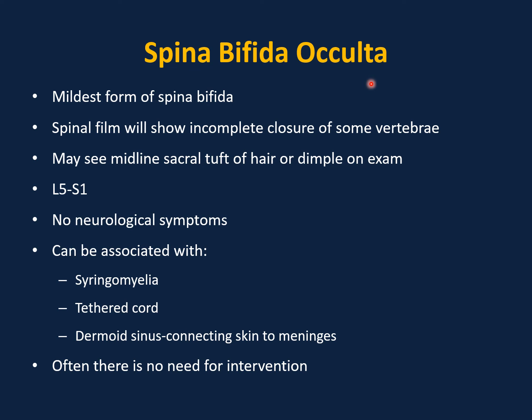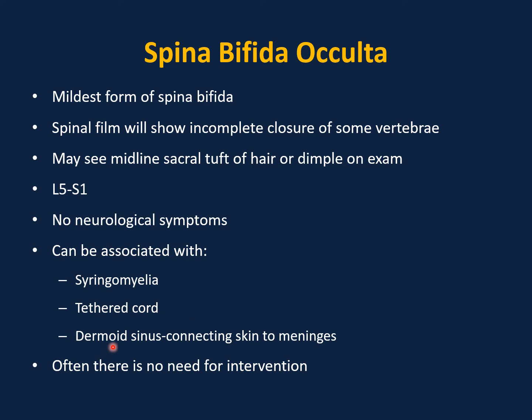Spina bifida occulta. This is the mildest form of spina bifida. The spinal film will show incomplete closure of some vertebrae. May see a midline sacral tuft of hair or dimple on the exam. It is commonly between L5 and S1. No neurological symptoms can be associated with syringomyelia. Very important to keep that in mind.